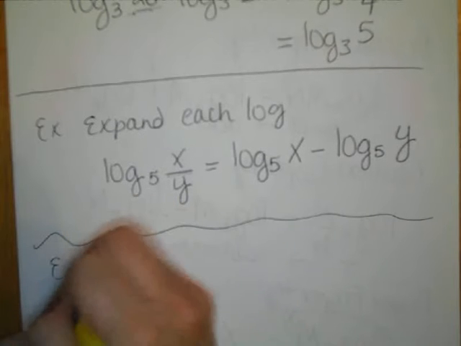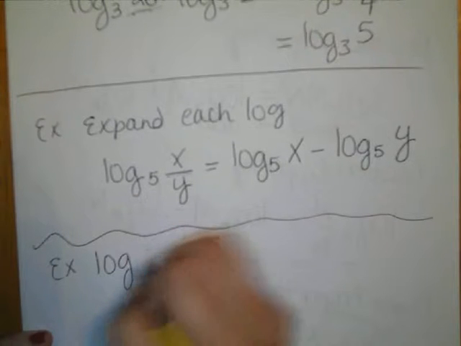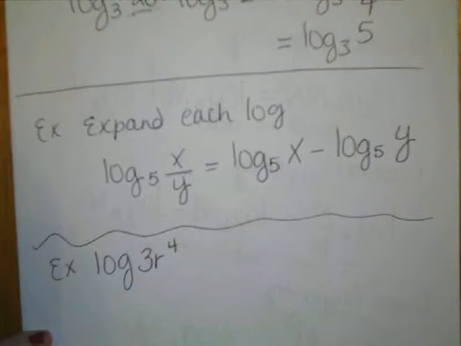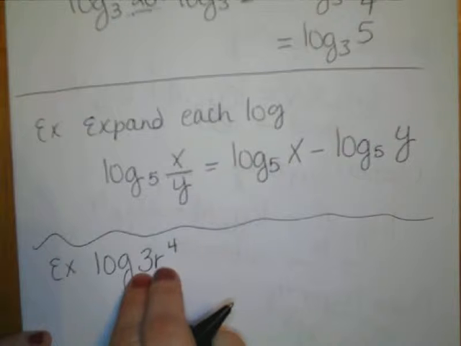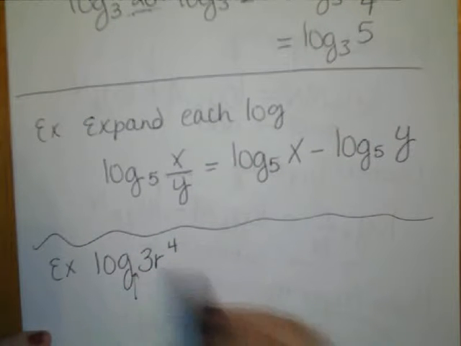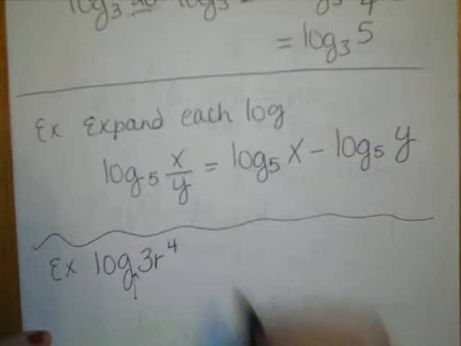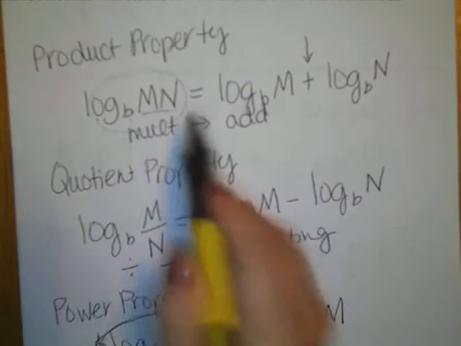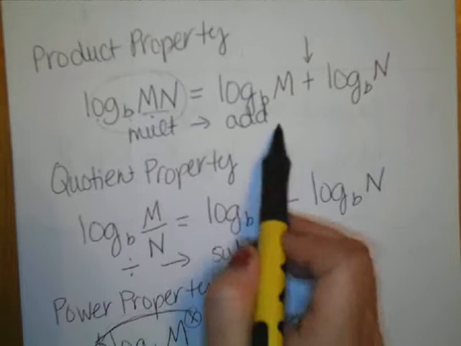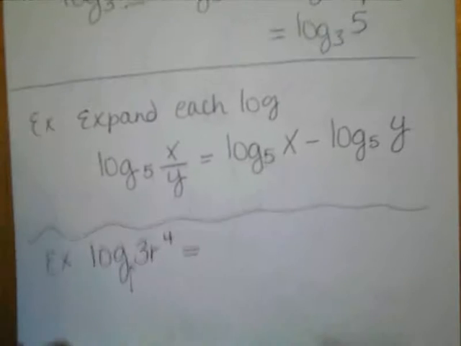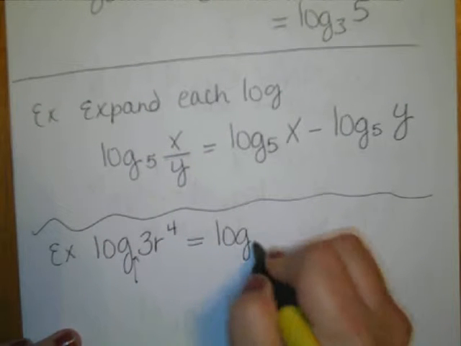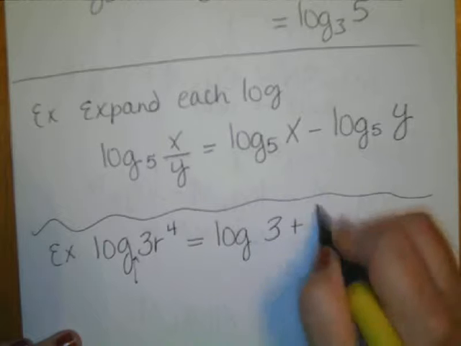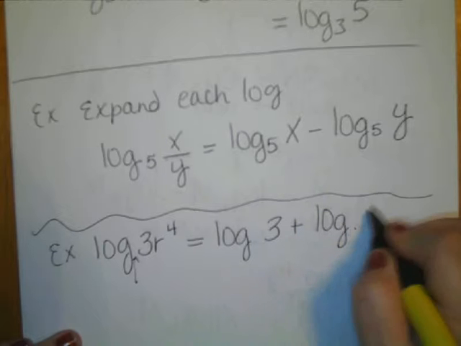If I have log 3r to the 4th, then I know these are being multiplied. 3 and r to the 4th are being multiplied. Now, there's no base here. That means it's base 10. We don't have to put it in. But multiplication, when I look back, is the same as addition when we split it up. So we're going to split it up, log base 10 of 3 plus log base 10 of r to the 4th. Now, are we done?